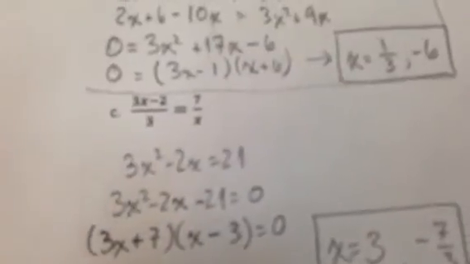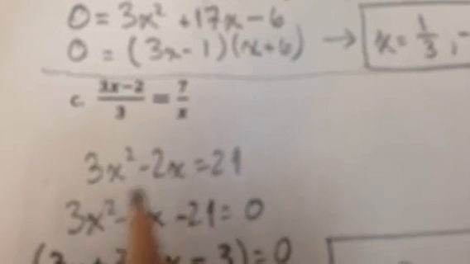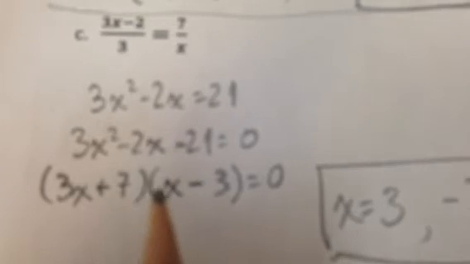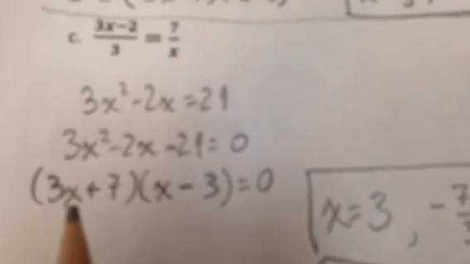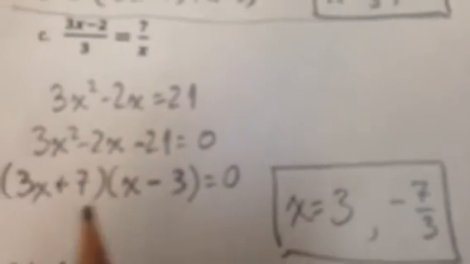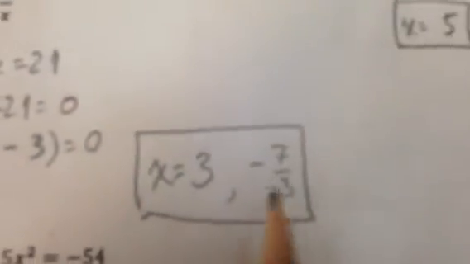Next problem there in this group is a rather simpler problem of cross multiplying. You get 3x squared minus 2x equals 21, and that works out to a fairly factorable quadratic. You're getting a lot of practice factoring quadratics here, aren't you? x equals 3 and x equals negative 7/3. End of story. Let's do the next one.